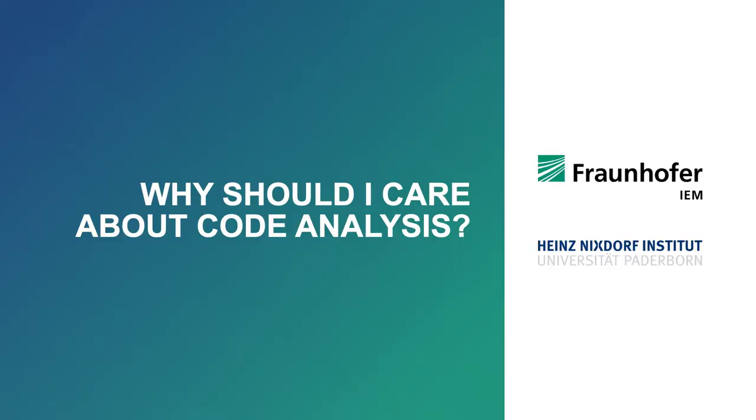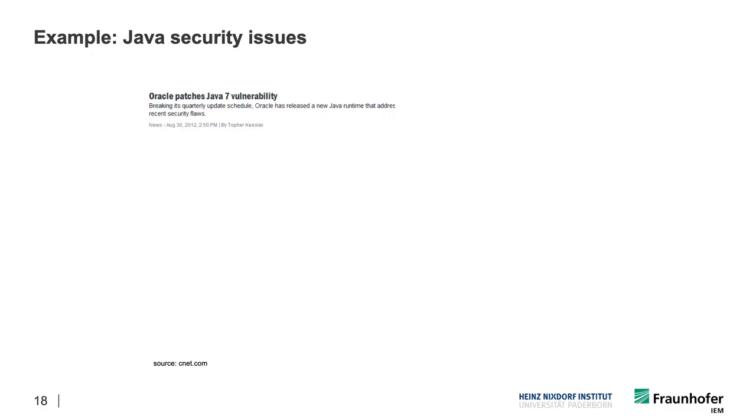Why else should you care about code analysis in general? Well, it's important for security, for instance, right? So I want to show you one example that relates to Java security issues. Luckily, this is a few years old by now, but around 2012, there was a lot going on with Java and insecurity in Java. What you see here is a screenshot from a news message on August 30th, 2012, where Oracle patched some vulnerability in Java 7.